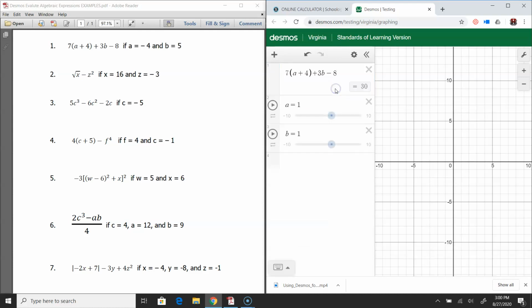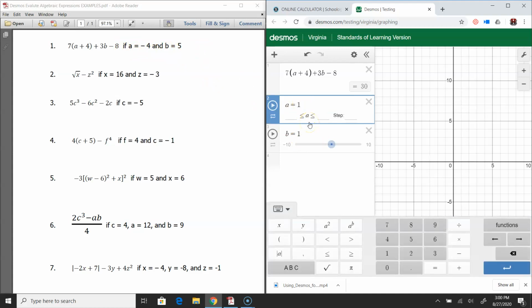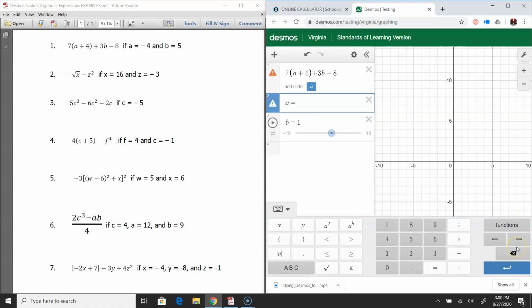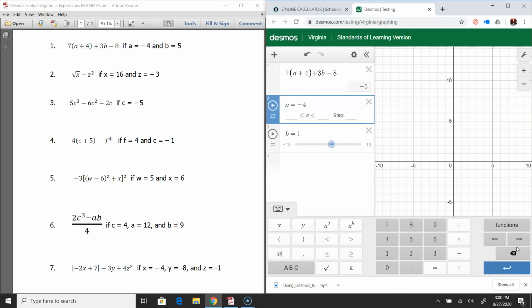So I'm going to go ahead and click all. And what you'll notice is down below here, it says that right now it's using A equal to 1 and B equal to 1. Well, that's not what I wanted. I wanted A to be -4 and B to be 5. So here's what I'm going to do. I'm going to click right here to the right of this 1, and I am going to backspace and change that A to a -4.